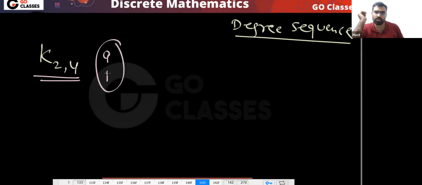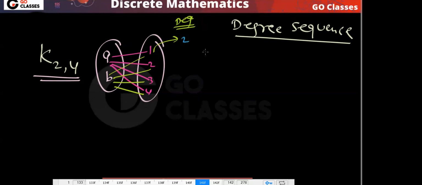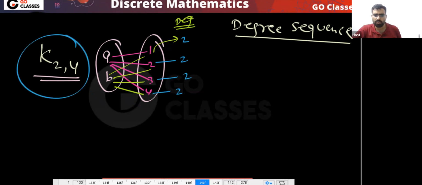K24 means you have two vertices here and four vertices here, and every vertex in one part is adjacent to every vertex in the other part. So tell me, what is the degree of vertex 1? The degree of vertex 1 is 2, because 1 is adjacent to both a and b. Degree of 2 is 2, degree of 3 is 2, degree of 4 is 2, because these vertices are adjacent to both a and b. This is the complete bipartite graph K24.